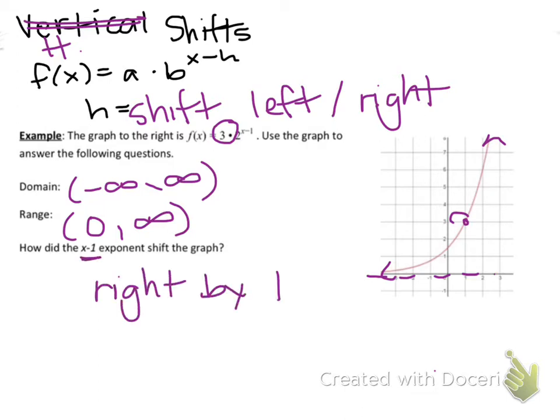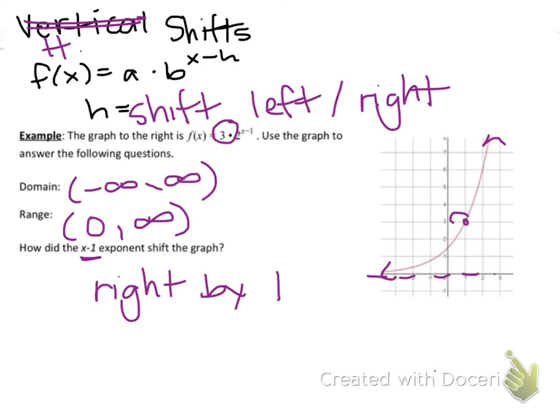So notice your h value goes opposite. If it's -1, that shifted to the right one. If it would say x plus 1, that means it shifts us to the left one. And that, I think, will be all. You have one more practice section of matching, and again, a pop-up will appear for that last part.